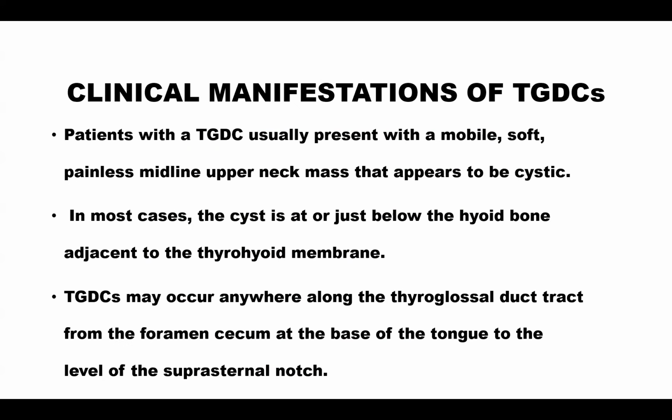Now, the clinical manifestations of thyroglossal duct cysts. Patients with thyroglossal duct cysts usually present with a mobile, soft, painless midline upper neck mass that appears to be cystic. In most cases, the cyst is at or just below the hyoid bone, adjacent to the thyrohyoid membrane. Thyroglossal duct cysts may occur anywhere along the thyroglossal duct tract, from the foramen cecum at the base of the tongue to the level of the suprasternal notch. You have to remember your embryology.